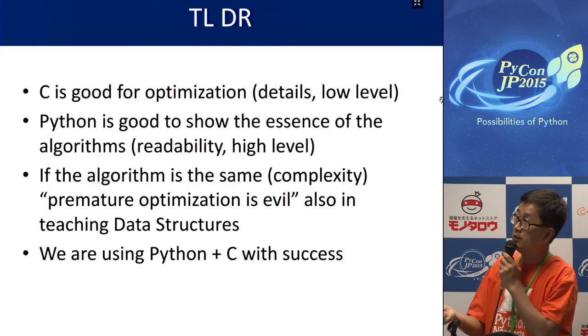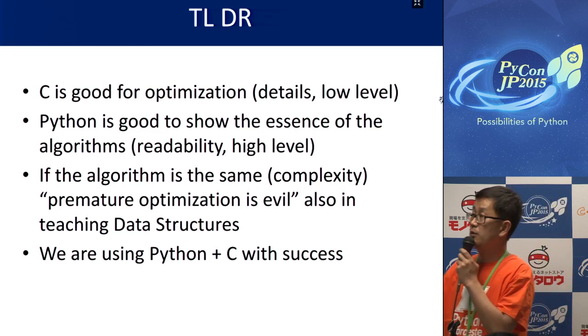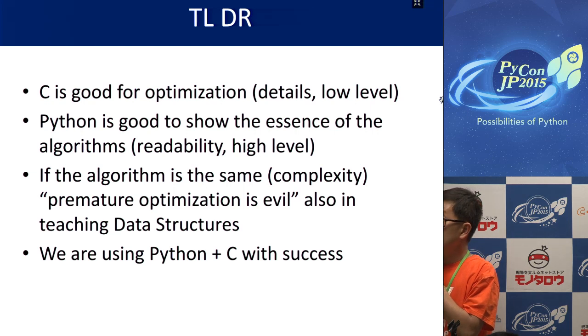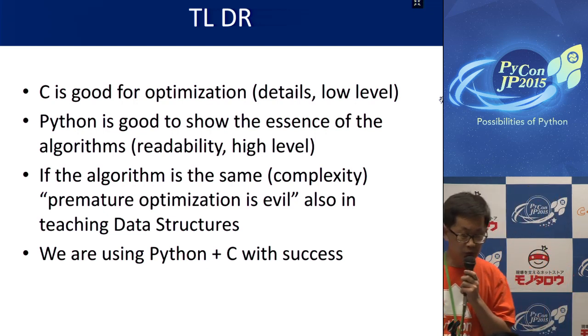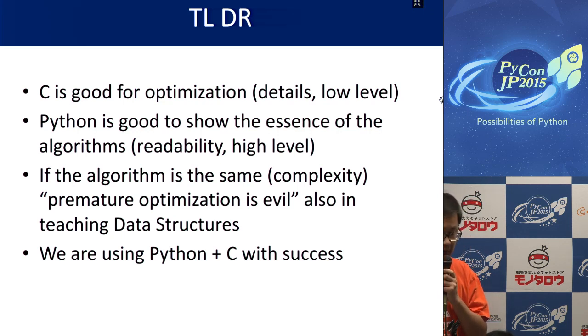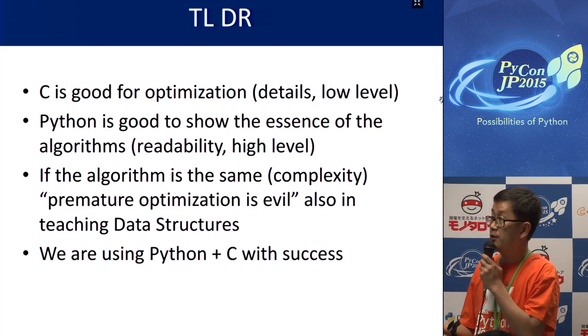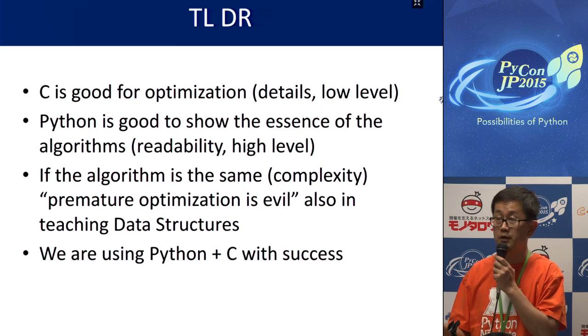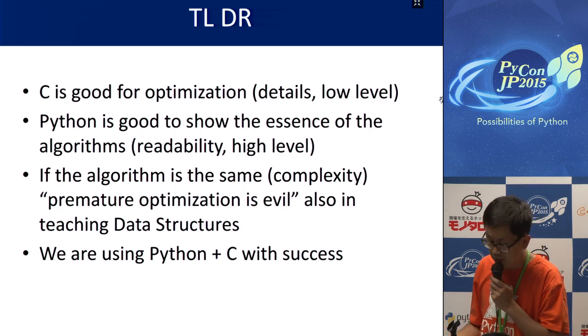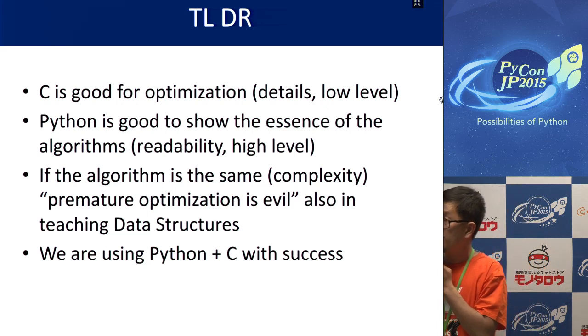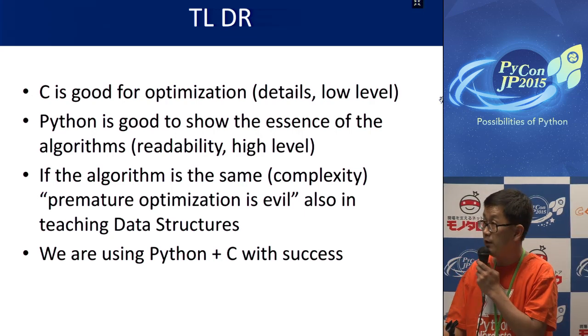And C is good for optimization, details, low level. Python is good to show the essence of the algorithm, readability, high level. There is no better language. The two languages are good. But if the algorithm is the same, in terms of number of steps and complexity, premature optimization is evil also in teaching data structures. We are using Python to show the high level and C to show the number of steps if necessary, with success.